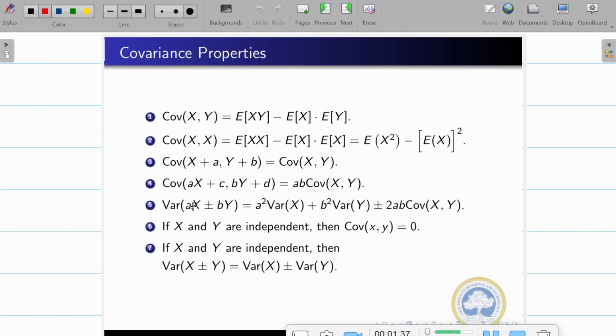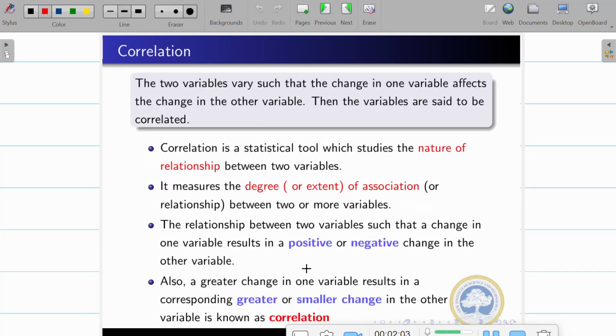Like we have the property for the variance, the variance of ax plus or minus by is a square variance of x plus b square variance of y plus or minus 2ab covariance of x comma y. If x and y are independent, the covariance of x comma y is equal to 0. And if x and y are independent, then the variance of x plus or minus y is nothing but the variance of x plus the variance of y.